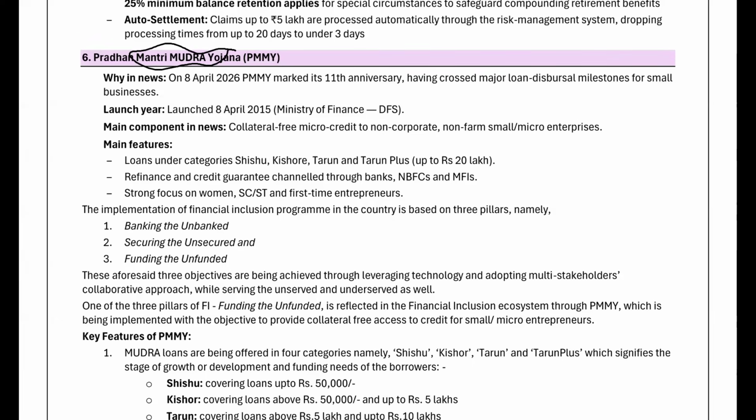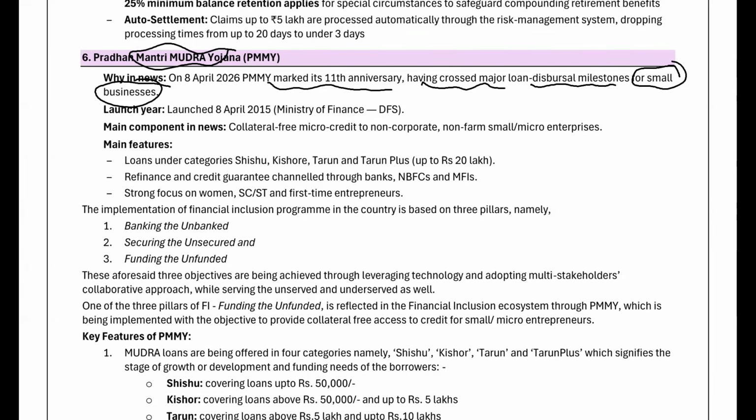Why it is in the news? Because इसकी 11th anniversary it is having. On 8th of April 2026, Pradhan Mantri Mudra Yojana marked its 11th anniversary, having crossed a major loan distribution milestone for small businesses. But what kind of businesses?